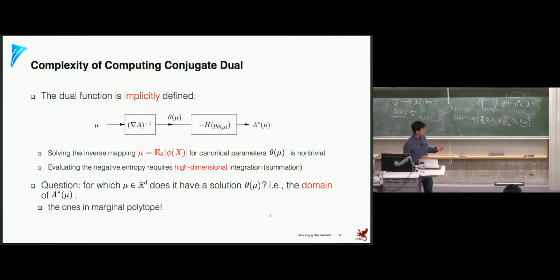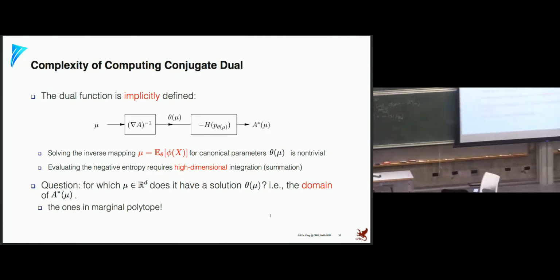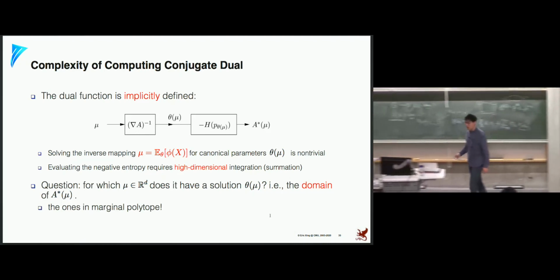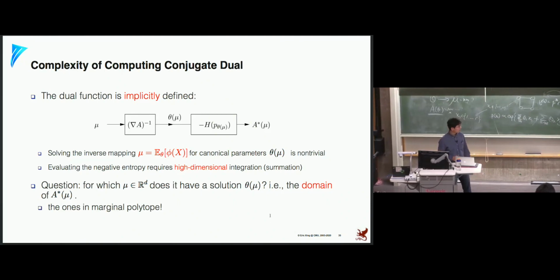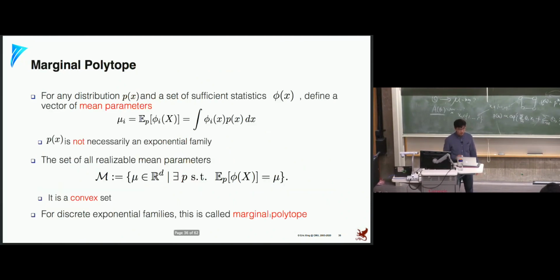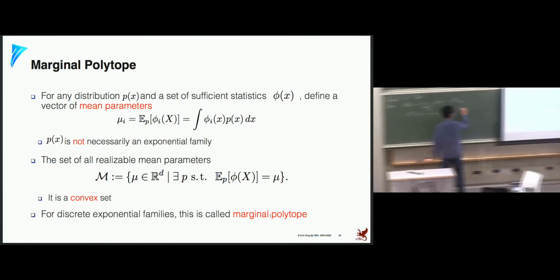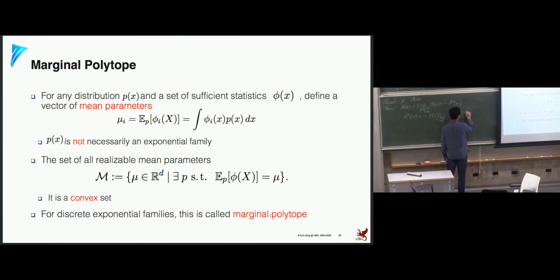Now it's time to really consider what set of mu's are supported, so what set of mu's here are valid to define a finite dual function A. In this context, it's called the marginal polytope. So let's look at why it's called the marginal polytope, or especially why it is a polytope. So recall our definition. We know mu has to satisfy this.